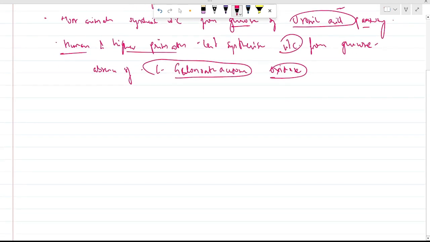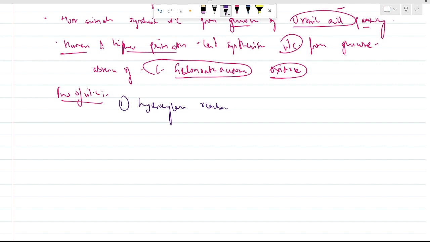So we're going to see some functions of vitamin C, how this vitamin regulates some functions in our body. First is hydroxylase reactions. So it's a coenzyme for copper containing hydroxylases.